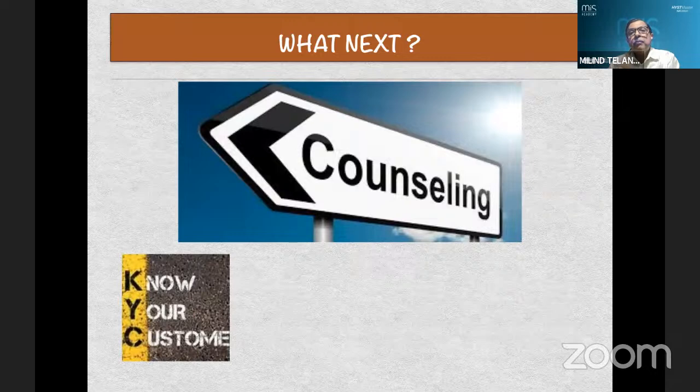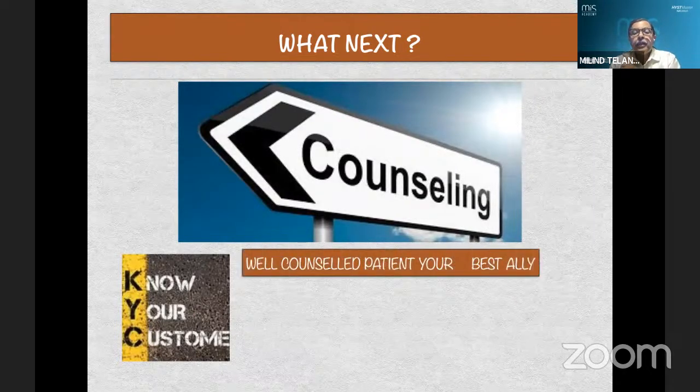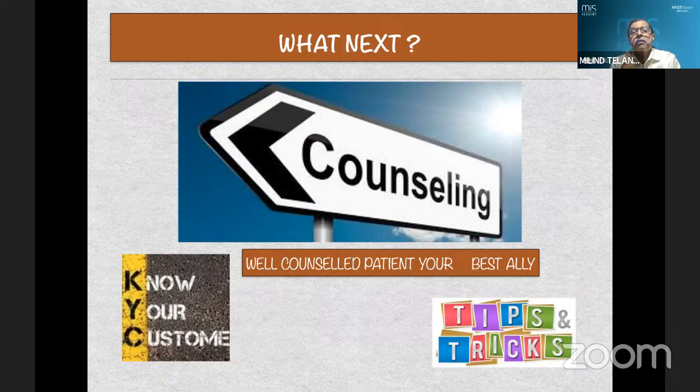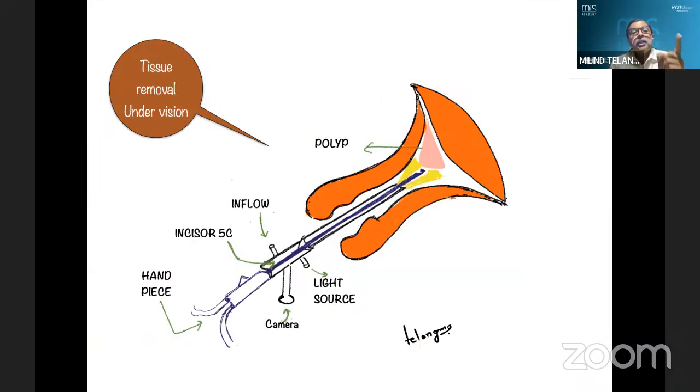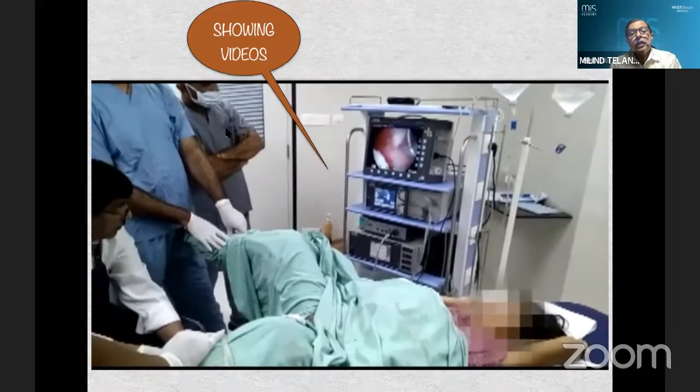I always tell the banks do KYC, we should do what is known as KYP. You should know to counsel a patient, and counseling a patient is your best ally, is an important trick. And how do I counsel a patient? I show them this diagrammatic representation, what I'm going to do, what you have as a pathology, and then how we can remove it. This is how we show on our screen the way we go ahead in removing a pathology. Even we go ahead and show the video.